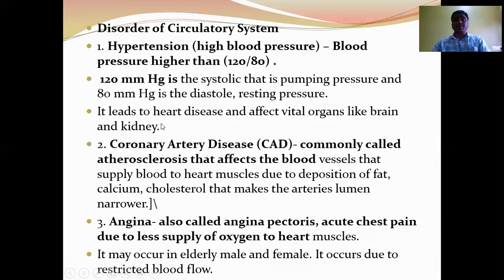Next, coronary artery disease, commonly called atherosclerosis, affects the blood vessels that supply blood to the heart muscle. Due to deposition of fat, calcium, cholesterol, and fibrous tissue, the lumen of the artery becomes narrower. Angina pectoris, also called angina, is acute chest pain due to less supply of oxygen to the heart muscles. It may occur in the elderly, male and female. It occurs due to restricted blood flow.